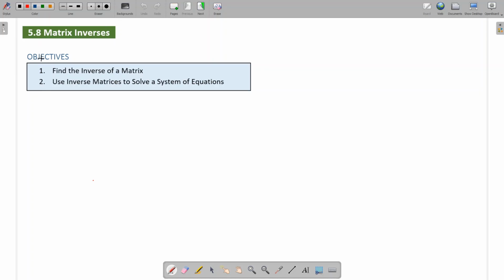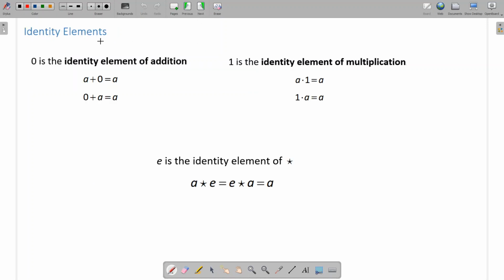In this video, we'll be covering section 5.8, matrix inverses. We have two objectives. The first one is to just find the inverse of a matrix, and then the second one is to use inverses of matrices to solve systems of equations. Before we can find the inverse of a matrix, though, we need to set up some terminology.